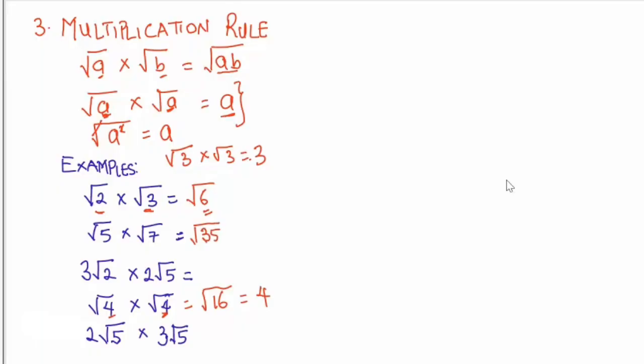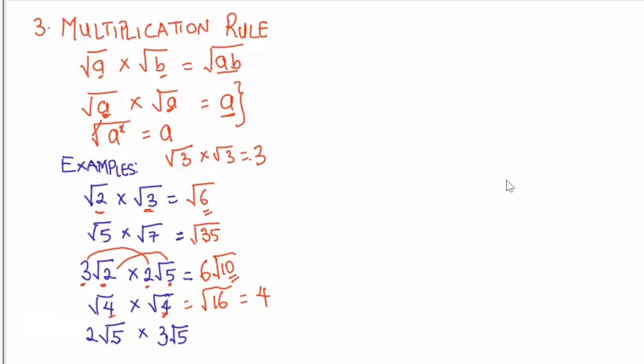Now, when you take a look at the third example, there's something unique about this. In this case, you have whole numbers outside and a surd inside the root. So what you simply do is multiply the whole numbers together, and then multiply the surds together. Now, 3 times 2, which are the whole numbers, gives us 6. Then the surds, root 2 times root 5, give us root 10. So the answer in this case is 6 root 10.